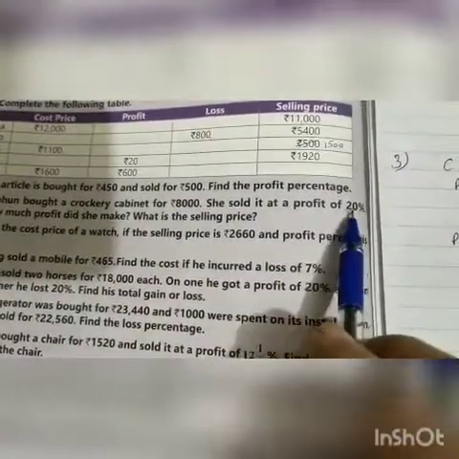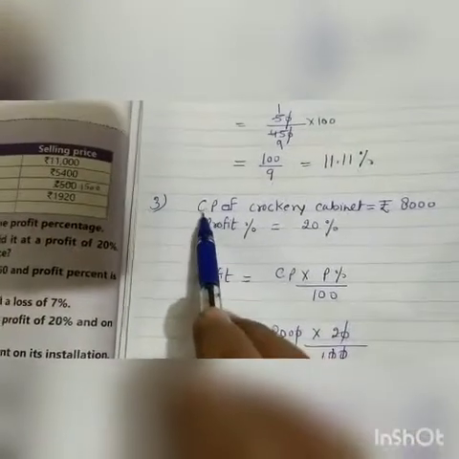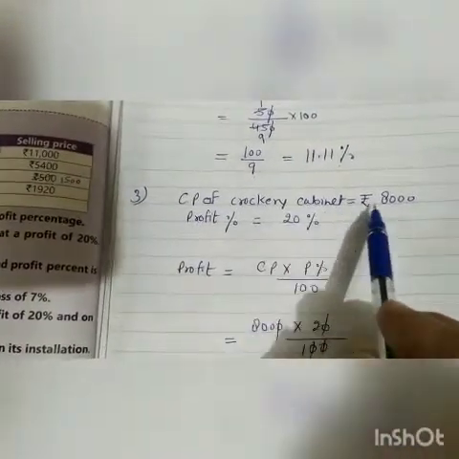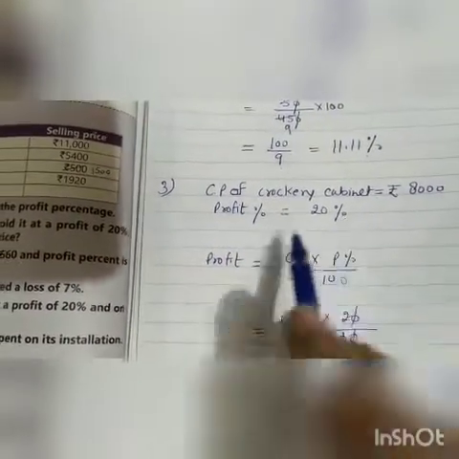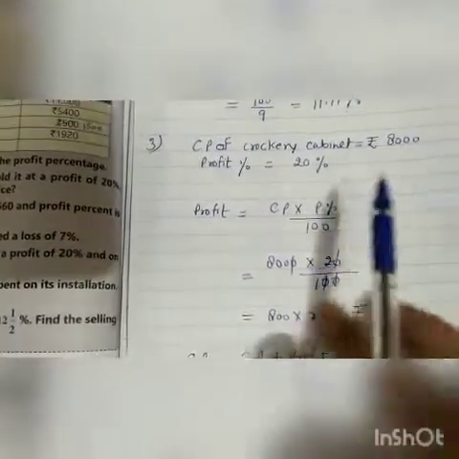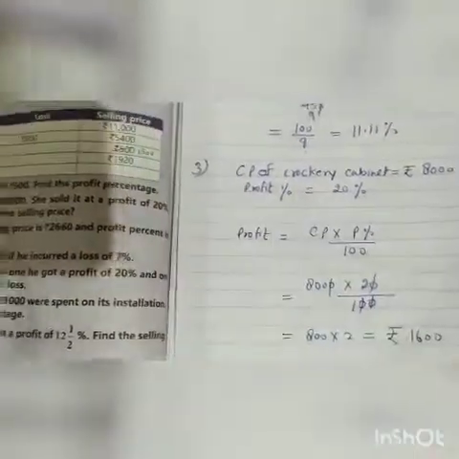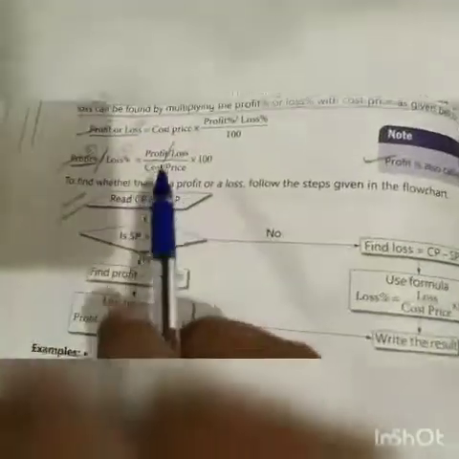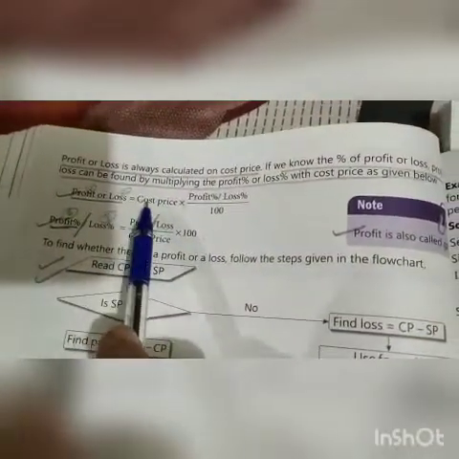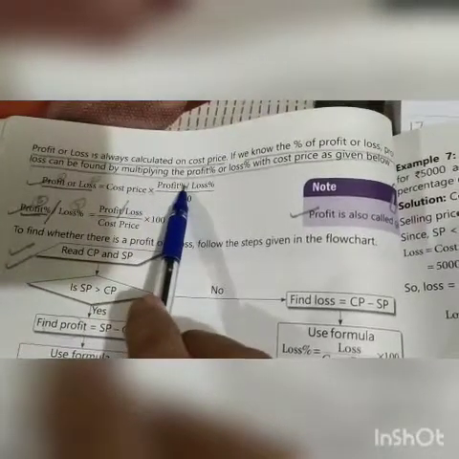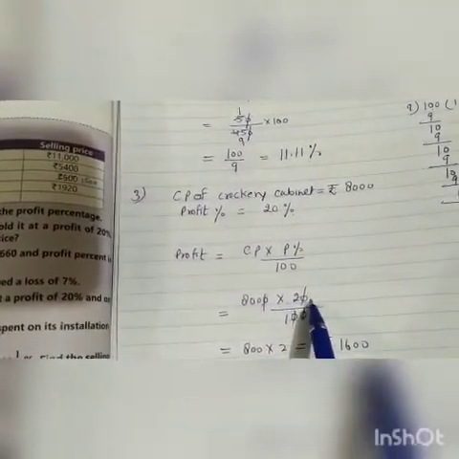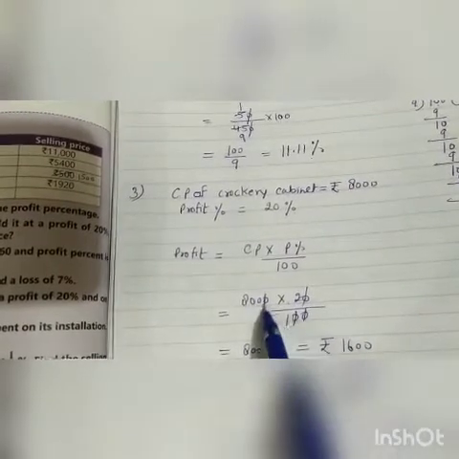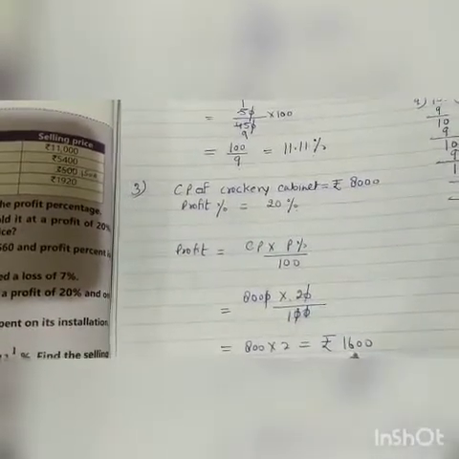And what is given? Profit percent is given. We are given the cost price of the crockery cabinet, rupees 8,000, and profit percent is equal to 20%. So first we will find profit. Profit is equal to cost price into profit percent upon 100. See, I have used this formula. So cost price is 8,000 into profit percent 20 upon 100. 0 0 cancel, 0 0 cancel. 800 multiplied by 2, it is 1600.